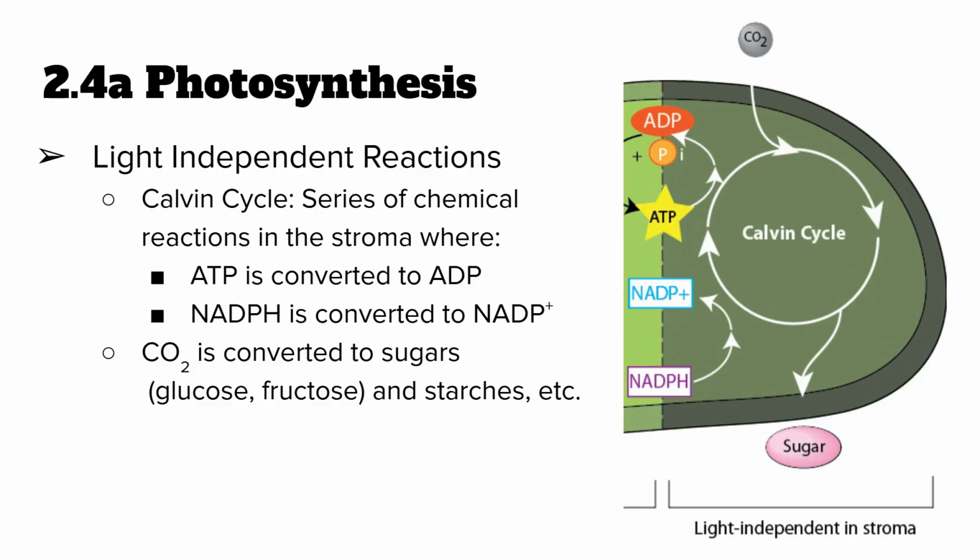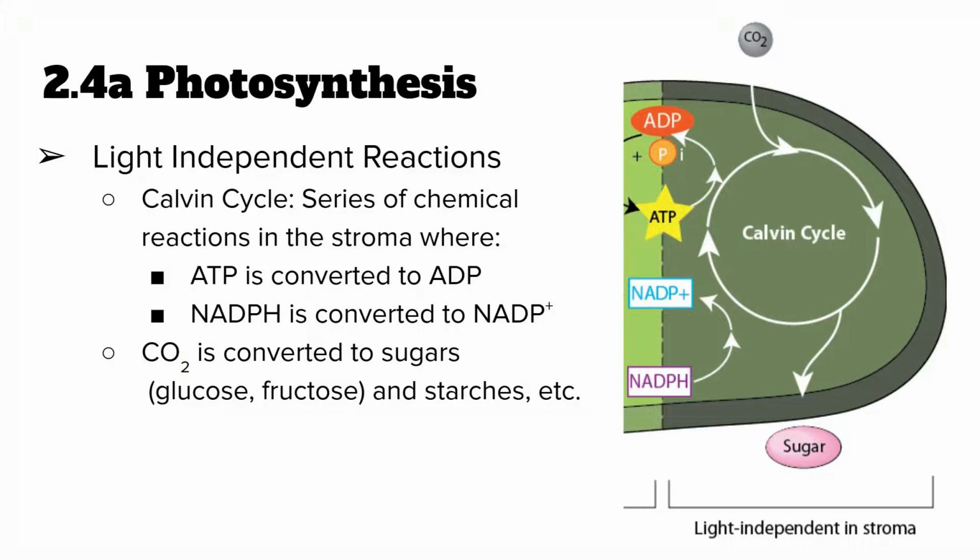I'm okay if you use either of those words, and I will probably use them interchangeably as well. In the Calvin cycle, we're going to take the energy from the ATP, turning it back into ADP. NADPH has the hydrogen removed, turning it back into NADP plus. That hydrogen and energy are used to combine with carbon dioxide from the air. So that's your answer to the question we asked, air.